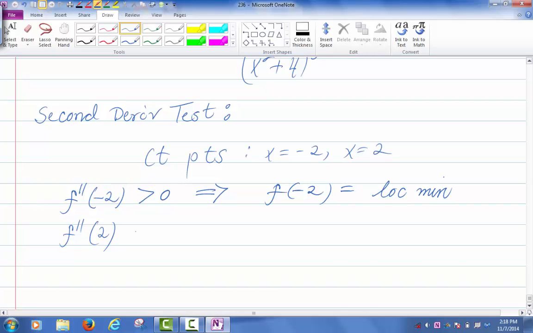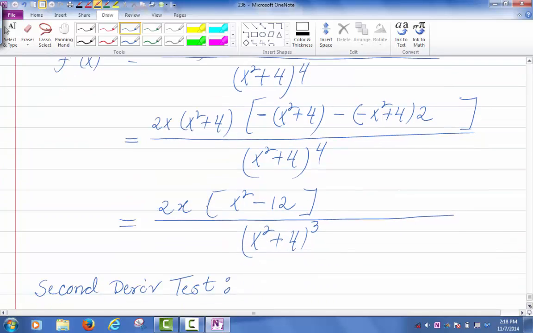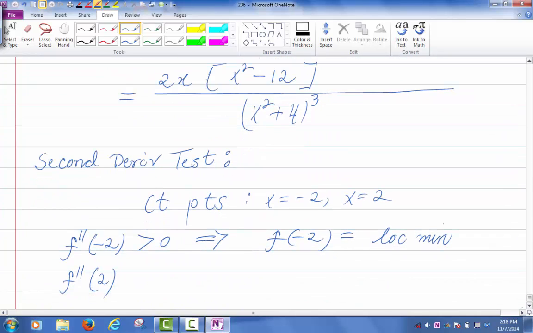And the second derivative at 2, if you go back again to the second derivative formula, I'm now going to plug in 2. So 2x would be positive. 2 squared minus 12 would be negative. So positive, negative, divided by positive, which would be negative. Which implies that f of 2 is, well, if the second derivative at 2 is negative, it means that the function is concave down there. And if it is concave down there, I have a local max there.